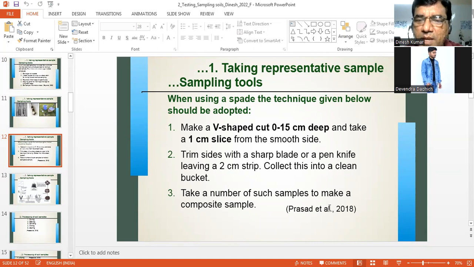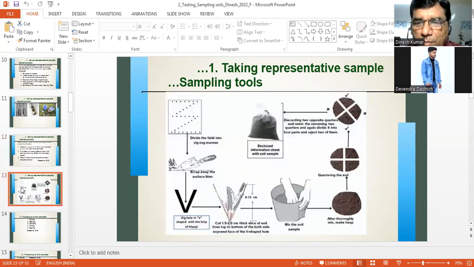Take a number of such samples to make a composite sample. So you can take from different places. You can see it more clearly here. This is your field, and this is the zigzag fashion in which you take the samples. You can use a spade of any type, Indian type or whatever it is.